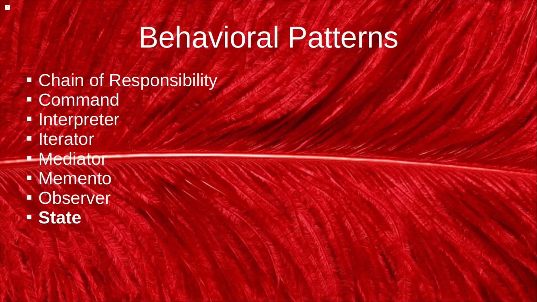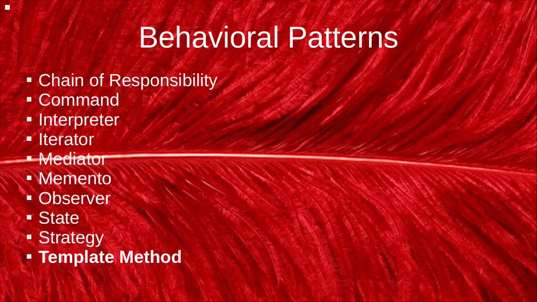State allows an object to change its behavior dynamically based on its internal state, modeled using state classes. Strategy encapsulates interchangeable algorithms into separate classes, promoting flexibility and reuse for tasks like sorting or validation. Template Method defines the skeleton of an algorithm in a base class, deferring specific steps to subclasses. Visitor encapsulates operations performed on elements of an object structure, enabling new functionality without modifying them.